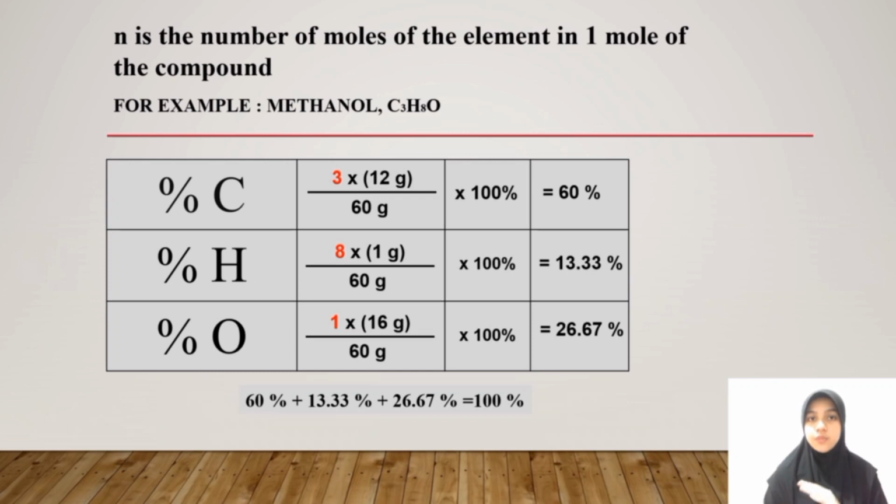And the last one is oxygen. The number of moles of oxygen in methanol is 1. So 1 we multiply with 16, which is the molar mass of oxygen, and then we divide by the molar mass of methanol, which is 60, and then we multiply by 100. So we get 26.67% of oxygen. So the total percentage composition of methanol must be 100%.